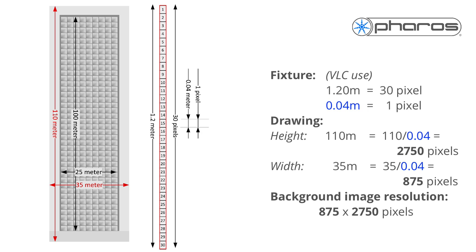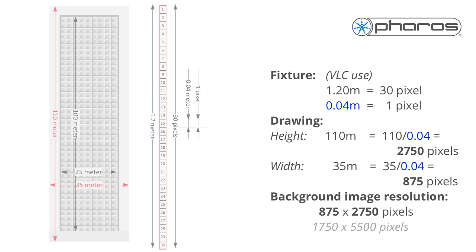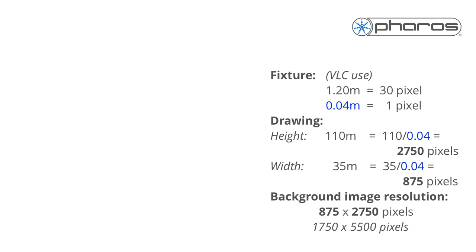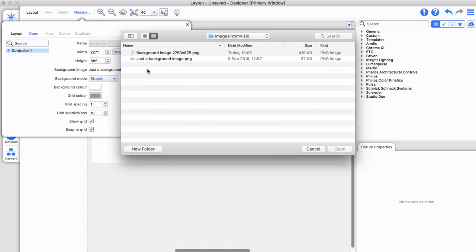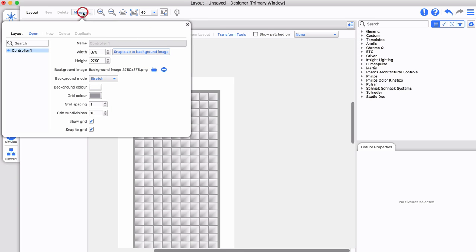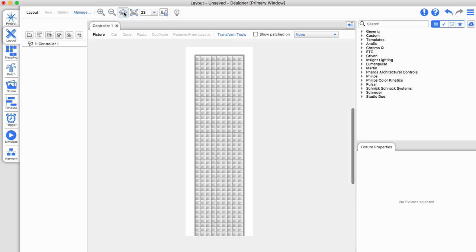In this setup, a background image of 875 by 2750 pixels works best. You can use a multiple of this, but note that bigger is not necessarily better and might lower the performance of Designer. Let me load the background, and select Snap Size to Background Image. I now have a perfect background for my project.